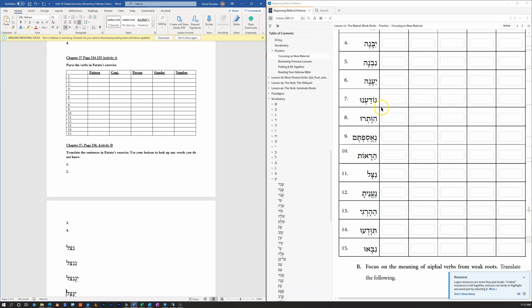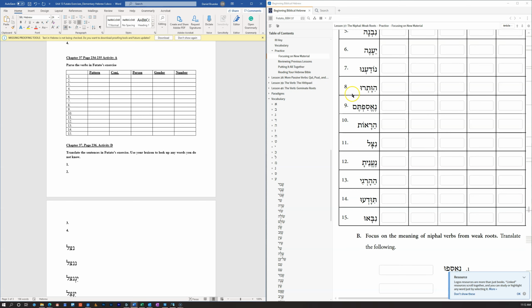All right, number 7, we've got Nodanu. So that one yod vav in the Niphal becomes a vav, a holam vav prefix letter. So we're in the Niphal perfect, and we've got a perfect suffix of nu, which is 1cp. So we've got a Niphal perfect 1cp form of Yada.